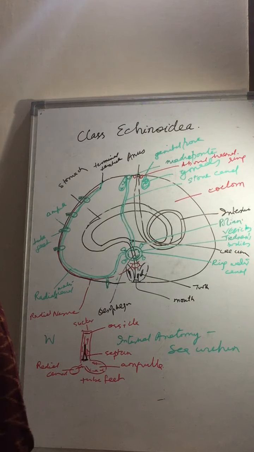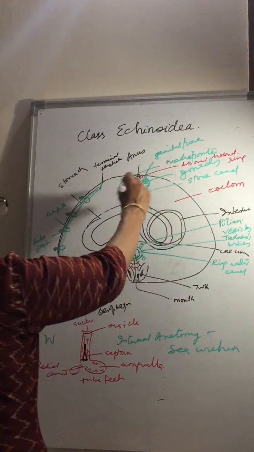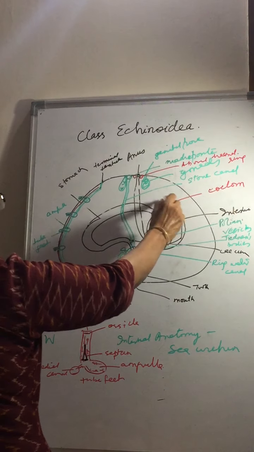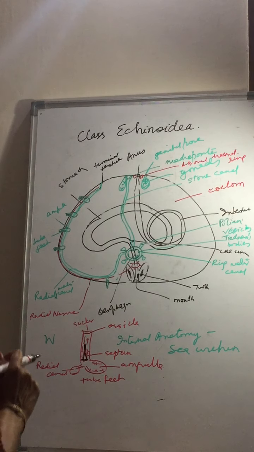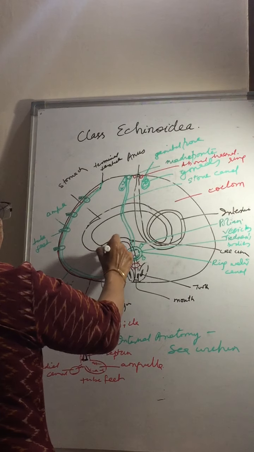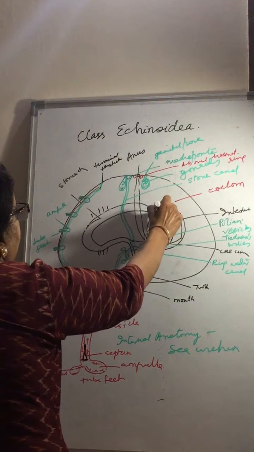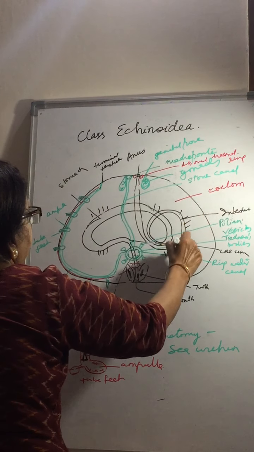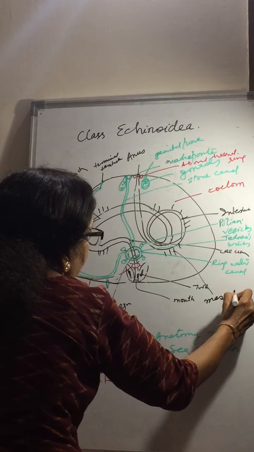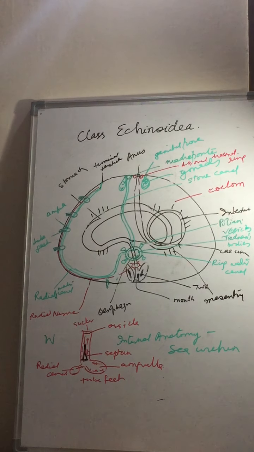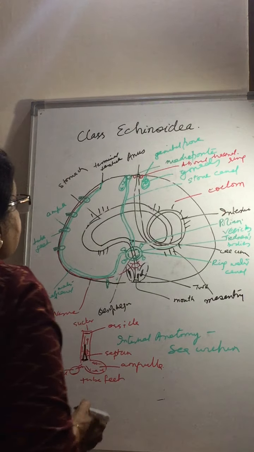So in the hemal and perihemal system, it has a large coelom, as you can see here. This intestine is hung by mesentery, so you can write here mesentery. So this has a large coelom, and what else is there?